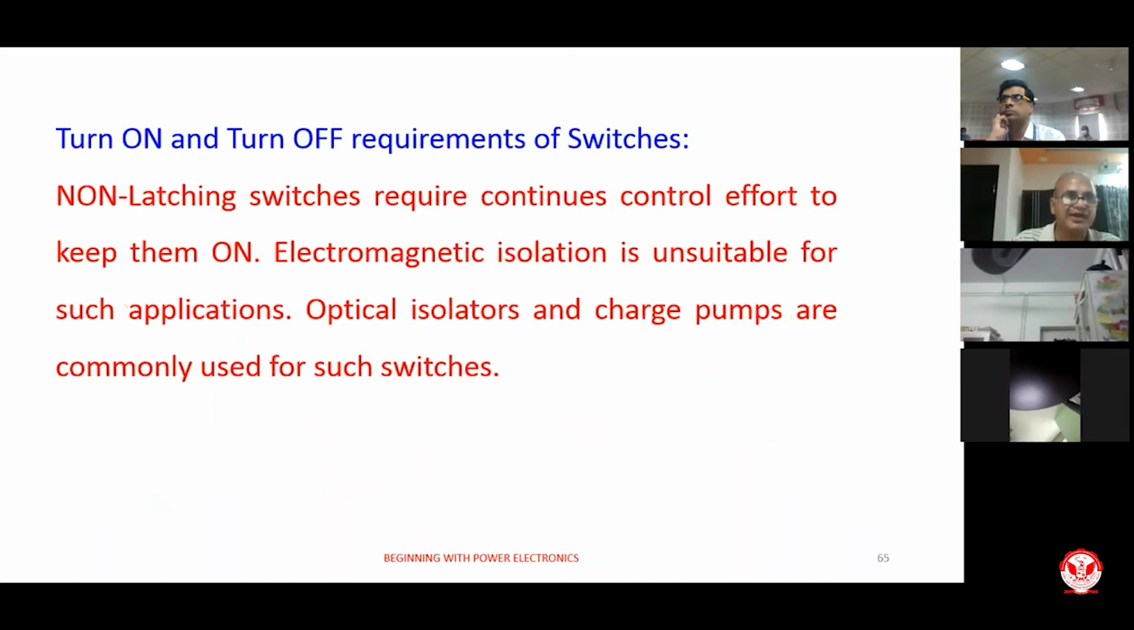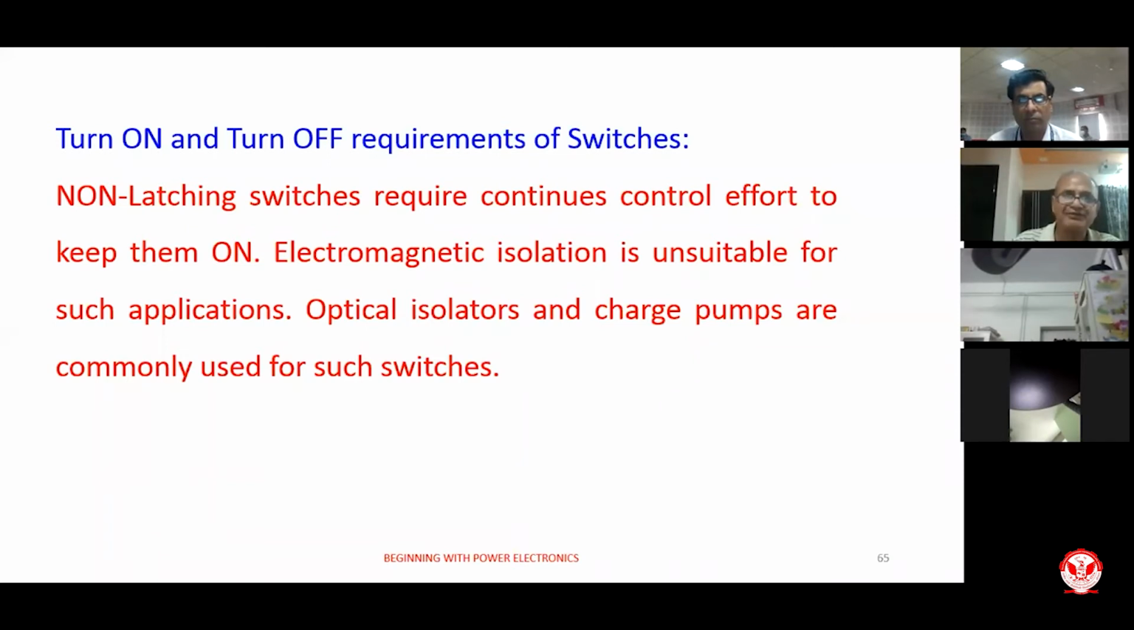Now, because we have to keep the gate drive or the control drive as long as we keep the switch in the on state, non-latching switches require continuous control effort to keep them in the on state. If I want to keep the switch in the on state for 1 second, my control effort should be there for 1 full second. So simple single pulse isolation is difficult here, rather uneconomical, I will say.